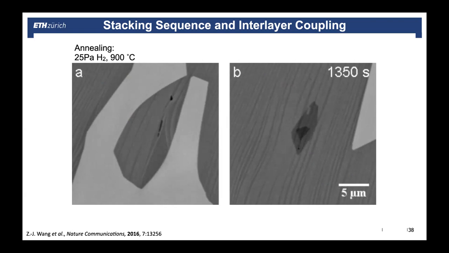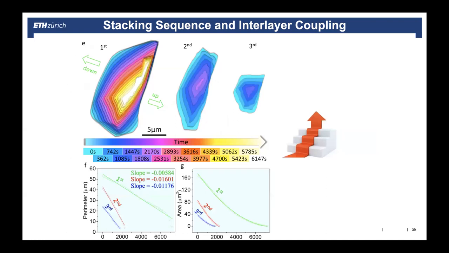I mean, my student at that time was just extremely picky, analyzing each single frame. And he could plot the etching speed. The first layer, directly attached to the platinum, etches relatively slow because of a strong coupling. It is really attached to the platinum. It is happy on the platinum. Etching is difficult, so it etches relatively slow.